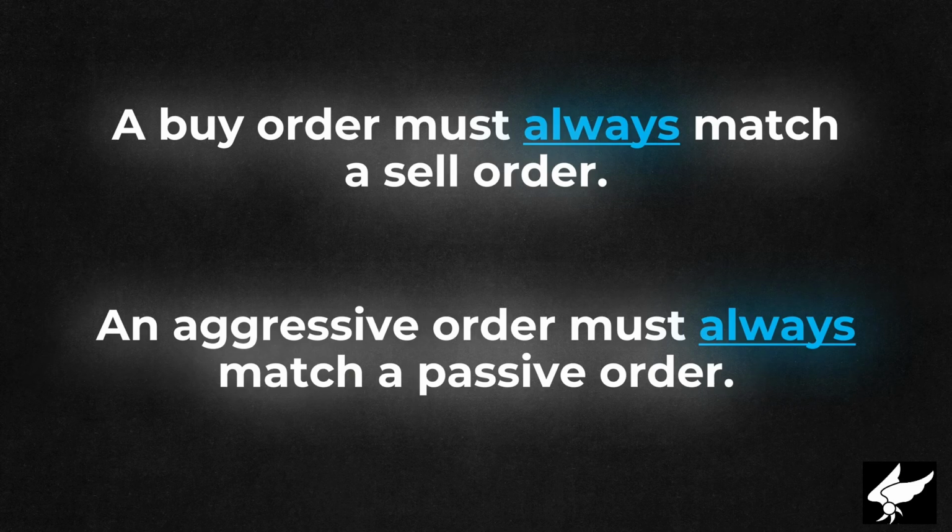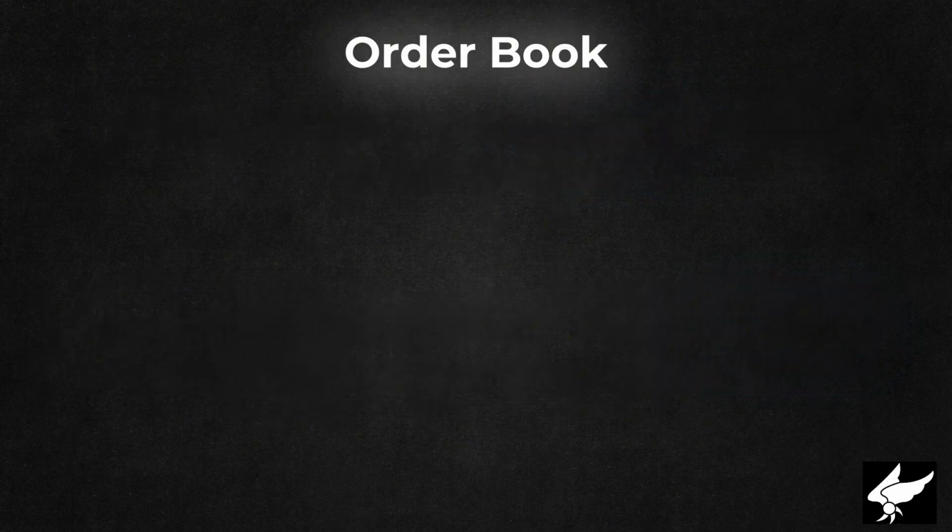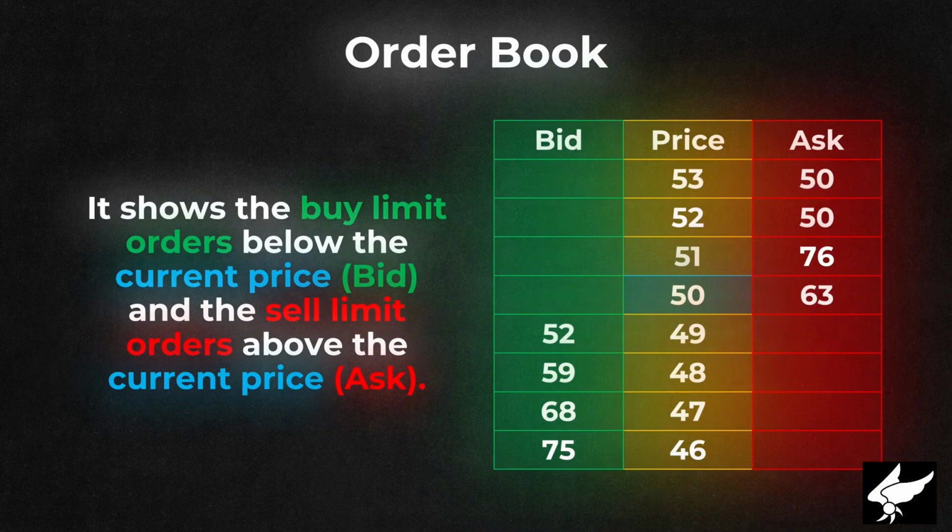With all these concepts in mind, let's move on to hypothetical scenarios in one of the order flow tools called the order book. The order book shows the buy limit orders below the current price in the bid column on the left, and the sell limit orders above the current price in the ask column on the right. The order book shows the dynamics of limit orders in real time.